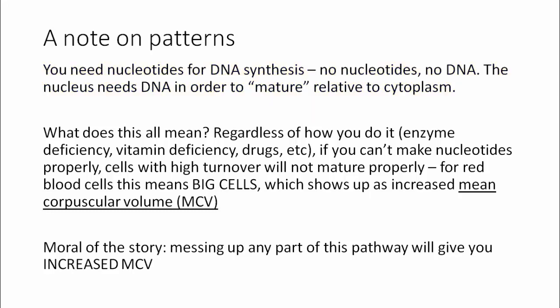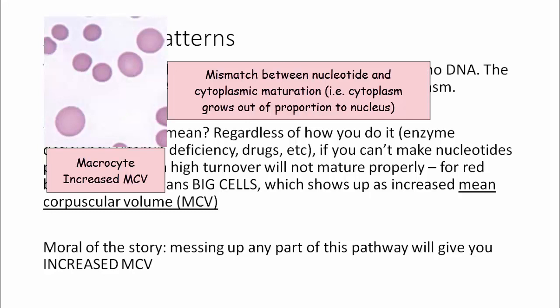Regardless of how you go about interrupting this pathway, whether it be an enzyme deficiency, a vitamin deficiency, or some of the drugs that we talked about earlier, if you can't make nucleotides properly, cells with high turnover will not mature properly. And for red blood cells, this means large cells, which is going to be described as having an increased mean corpuscular volume. So to break this down, if you interrupt any part of this pathway, you'll have increased MCV. If you see this in a peripheral blood smear or on a set of labs that you get back, you need to be thinking about this pathway in particular.